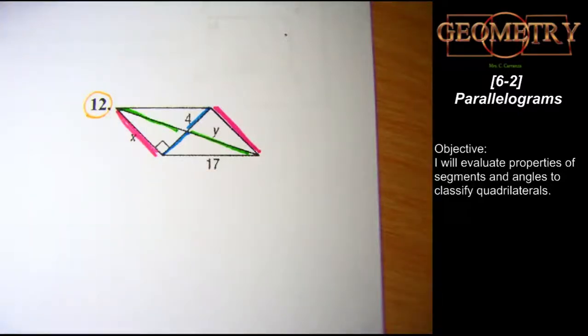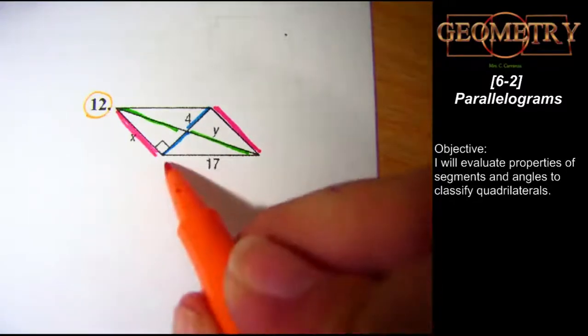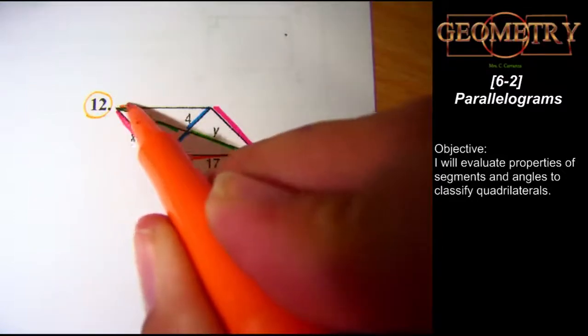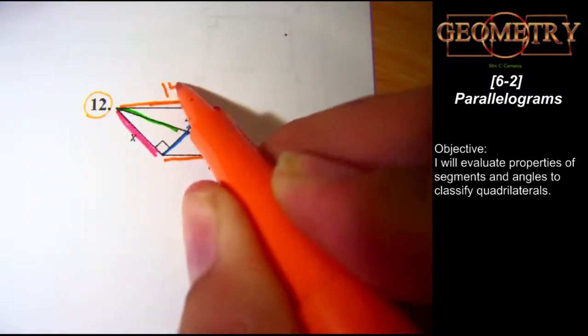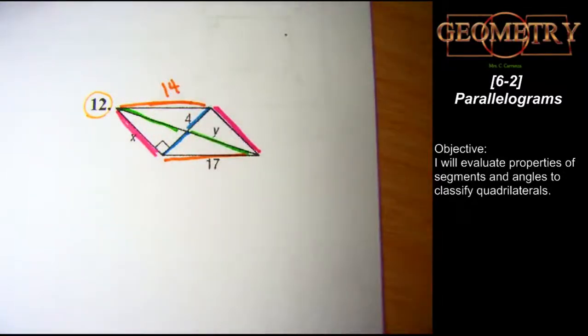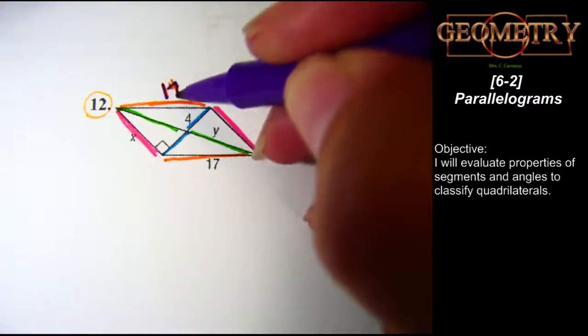Isn't this side 17, and the other one? Yeah, this side 17 is going to be congruent to this side 17. Do you need to put 17 instead of 14? Oh, yes, wait, sorry. This was supposed to be 17 also.